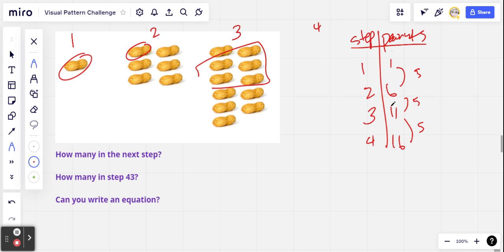Okay, so that one for me was a little bit easier to look at the numbers first rather than try to sort out what's happening in the image. You might have done it a different way, but that's okay. So step 4, we're predicting 16 peanuts.